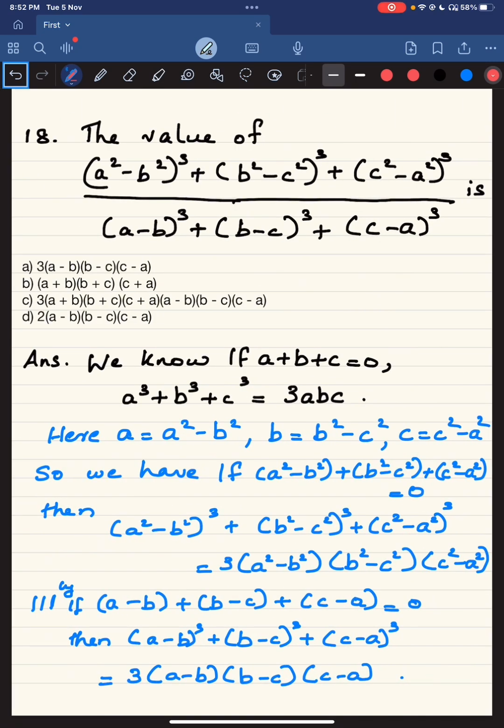The next question is question number 18. The value of (a square minus b square) whole cube plus (b square minus c square) whole cube plus (c square minus a square) whole cube, divided by (a minus b) whole cube.